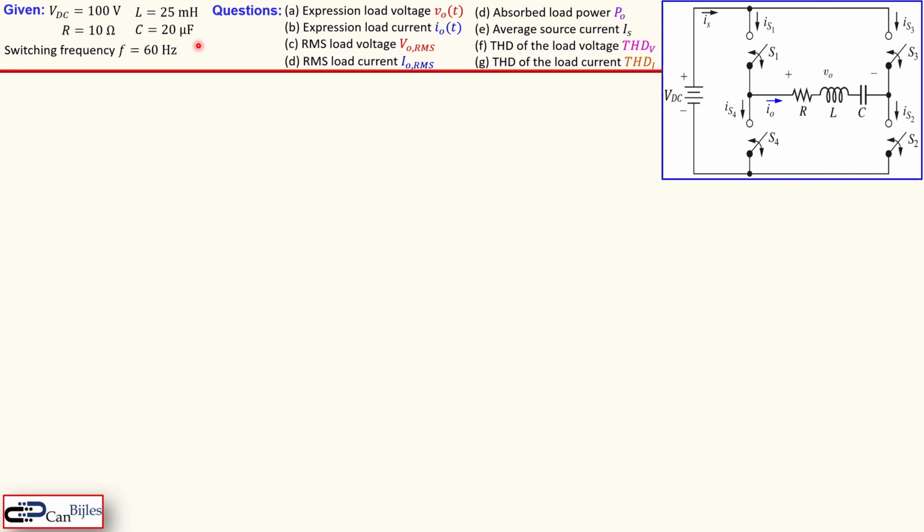The values of the components are shown here, and we again have a VDC, a DC voltage source of 100 volts, and the switching frequency is again 60 Hz as before. Again, we would like to calculate some parameters that are all shown here. Let's look at our solutions.